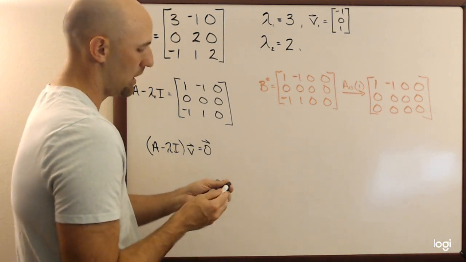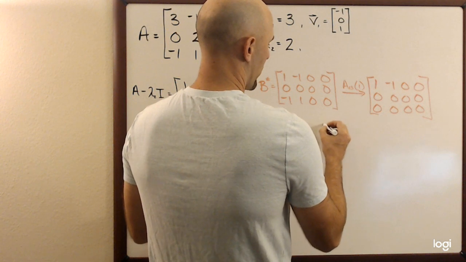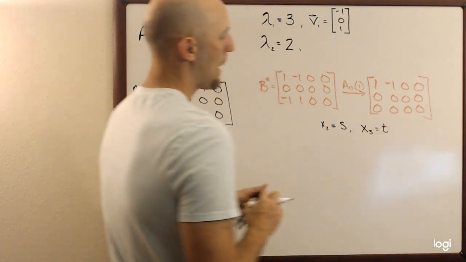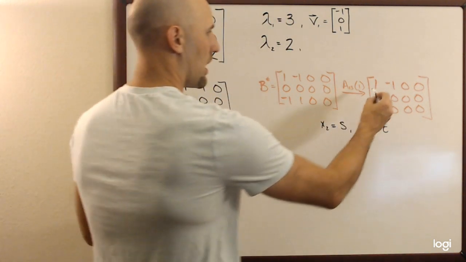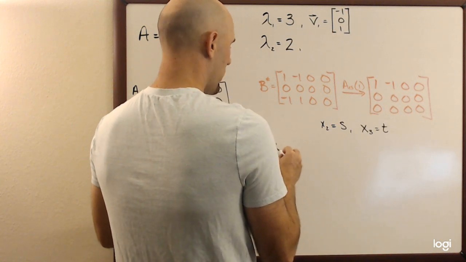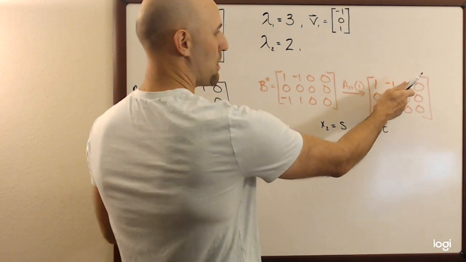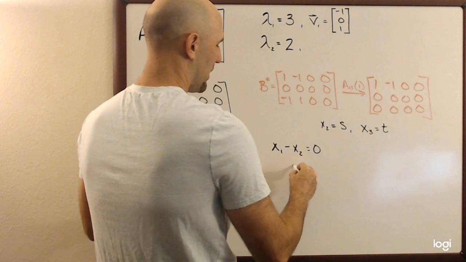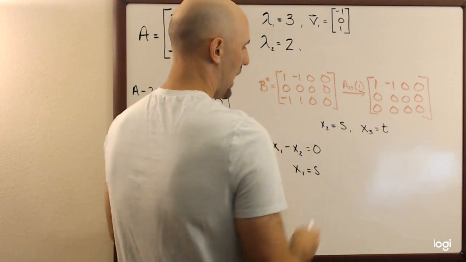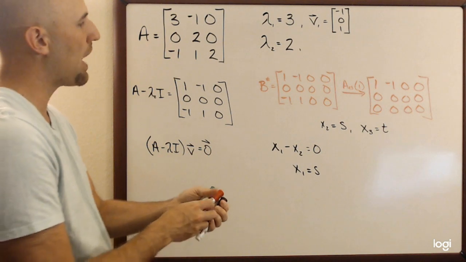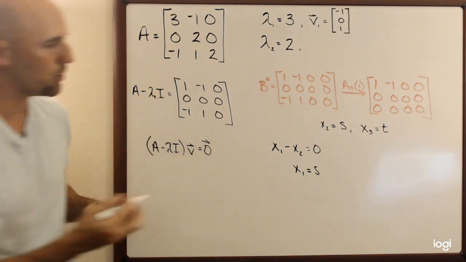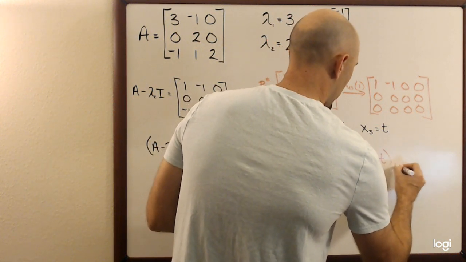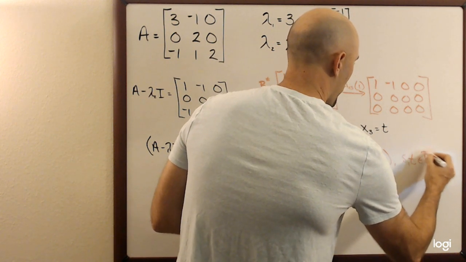Here we go. Let's say x2 is equal to s, x3 is equal to t. And let's see, this top equation then reads 1 times x1 minus x2 plus 0 times x3 is equal to 0. But x2 is s, so x1 is equal to s as well. Okay? So this tells me that every possible solution to this particular equation when lambda is 2 is of the form s, s, t, where s and t are both real numbers.